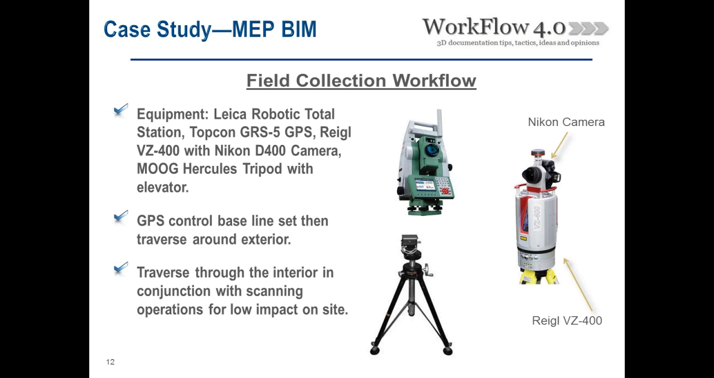So our field workflow, then, we elected to use a robotic total station. It has excellent reflectorless abilities. We used the Topcon GRS-5 for GPS to bring in local control for traverse activities on the site. We used the Riegl VZ-400 with the Nikon D300 camera mount on top. That's what allowed us to capture the photos up in the dark areas of the plenum spaces.